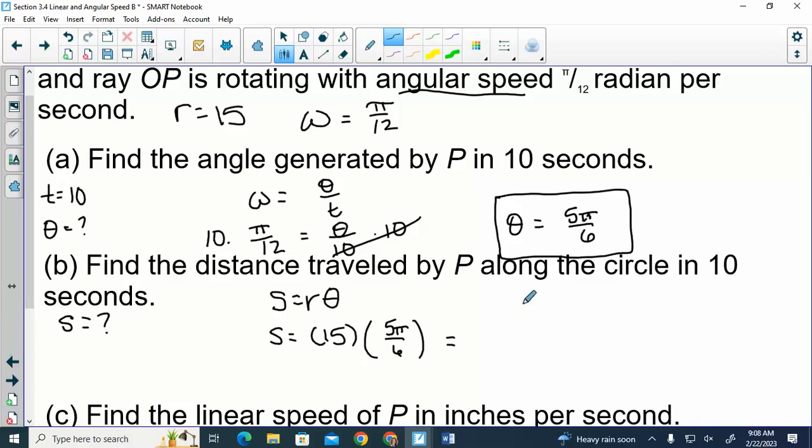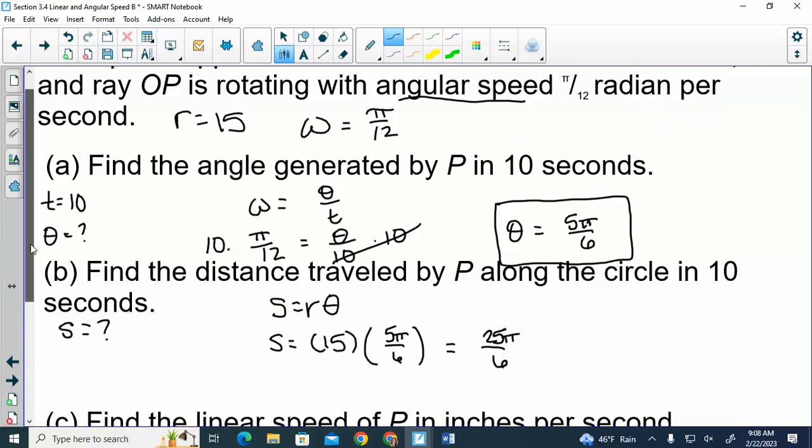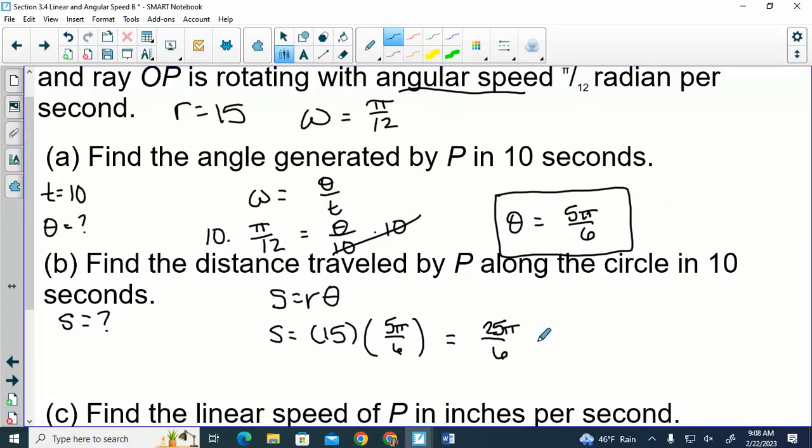So I'm not going to multiply out the pi, so 15 times 5 divided by 6, so we get 25 pi over 6. S, that's a distance on the outside. We know the radius was measured in inches. The arc length would have the same unit, so it's 25 pi over 6 inches.